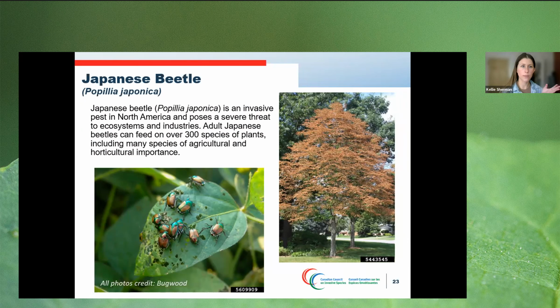So we've moved from those forest pest species into, well, we've jumped around a bit, but there's the agriculture and horticultural invasive insects that are of significance, and then those forest pest ones as well. So currently it is in New Brunswick, Nova Scotia, Ontario, PEI, and Quebec, but it has been found and then eradicated in BC and Newfoundland.